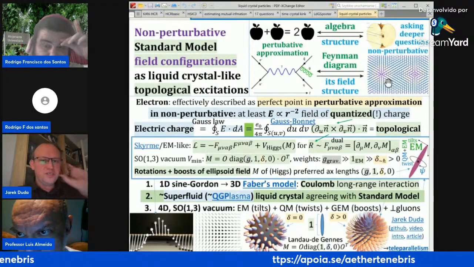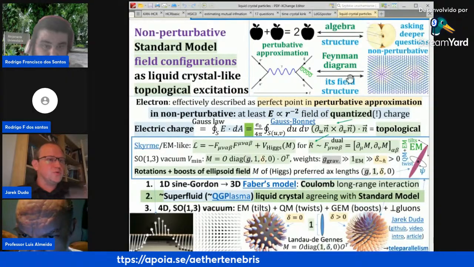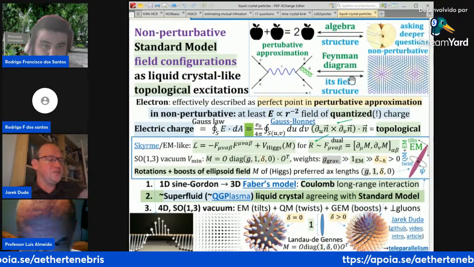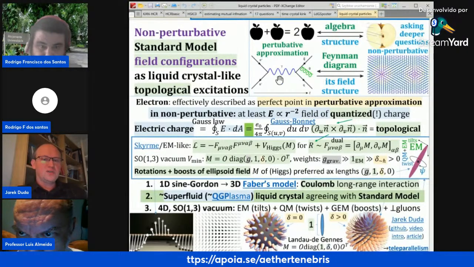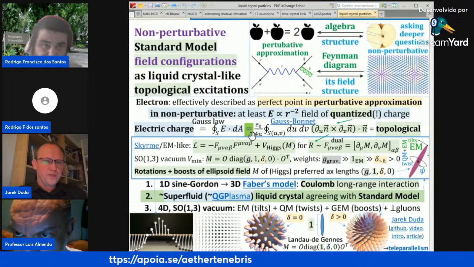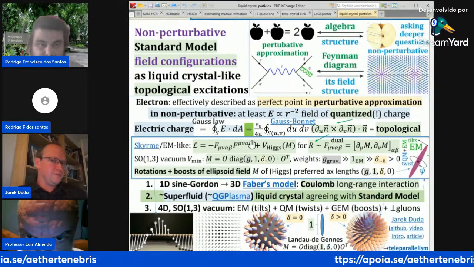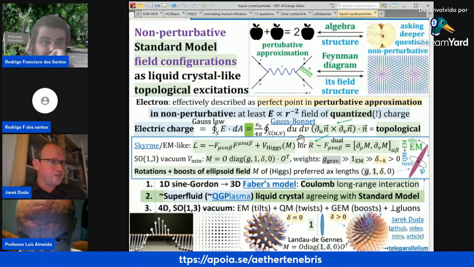The most crucial here is charge quantization. Electric charge with the standard Gauss law is not quantized, it's a real number. Why in nature is it an integer multiple of the elementary charge? The Gauss law counts the electric charge as a real number, but in nature it is an integer number. So there is a topological version of Gauss law.